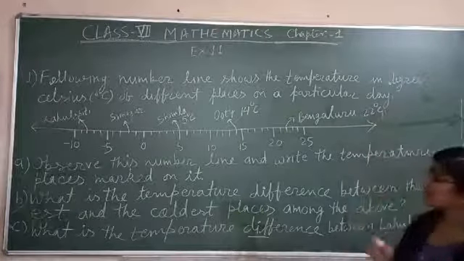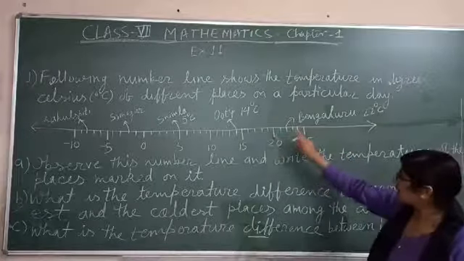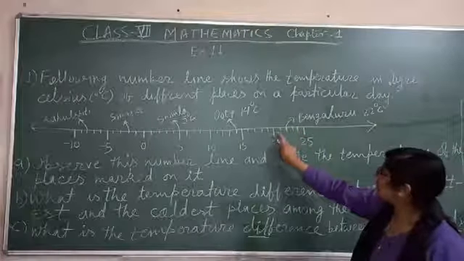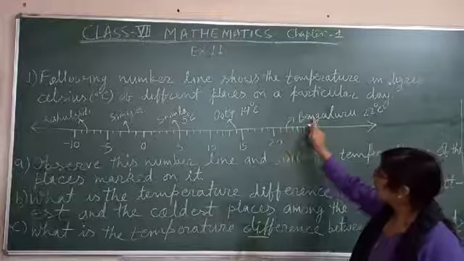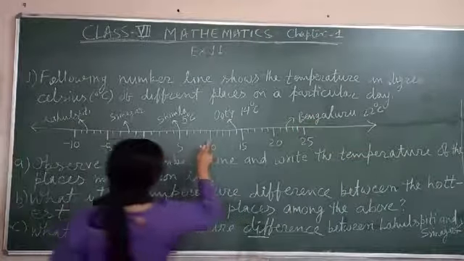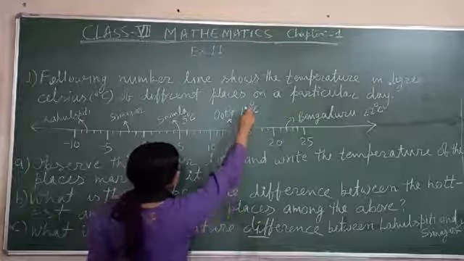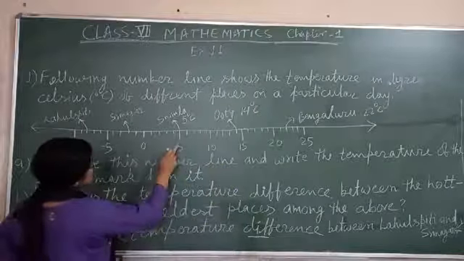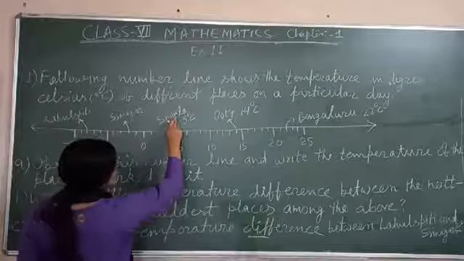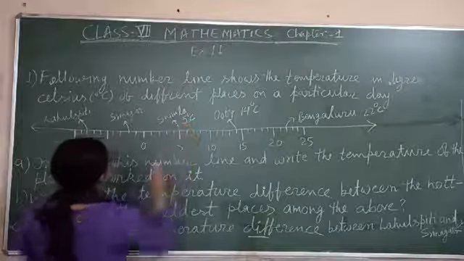This question you will fill in your book just like that. Here 20, 21, 22 is written. You will count like that. Here 10 is written, 10, 11, 12, 13, 14. 14 degrees Celsius. Here 5 is written. So the temperature of Simla is 5 degrees Celsius.